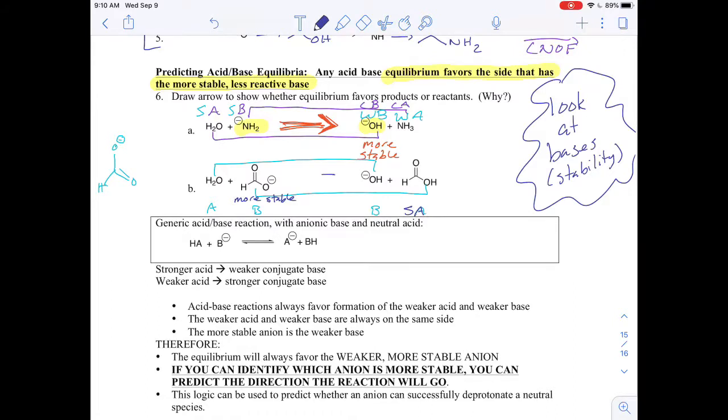So that means that this has to be driving it to the left. The strong acid is always going to go to the more stable base, okay? Strong acid to the more stable base. So this is more stable, this is less stable. Just as an example.